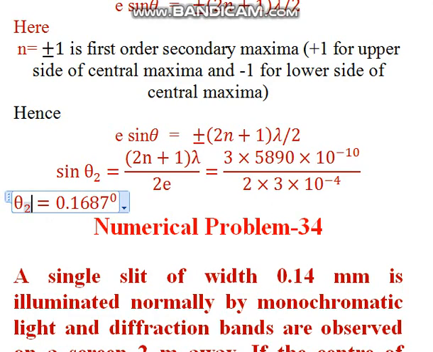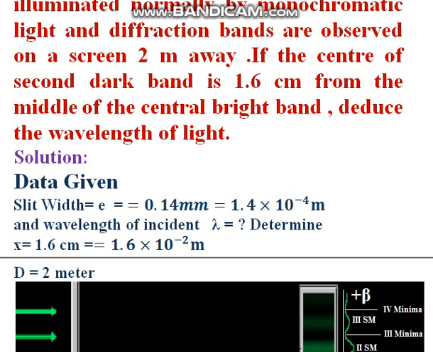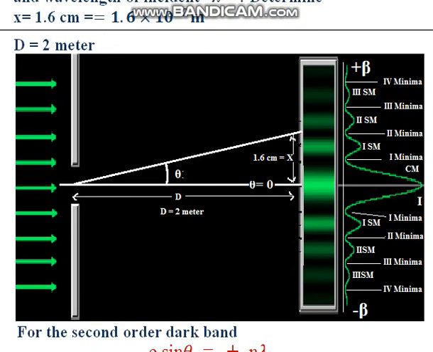Now let's see the next problem. Here a single slit of width 0.14 millimeter is illuminated normally by monochromatic light, and diffraction bands are observed on the screen 2 meter away. If the center of the second dark band is 1.6 centimeter from the middle of the central bright band, find the wavelength. Let's see the situation.